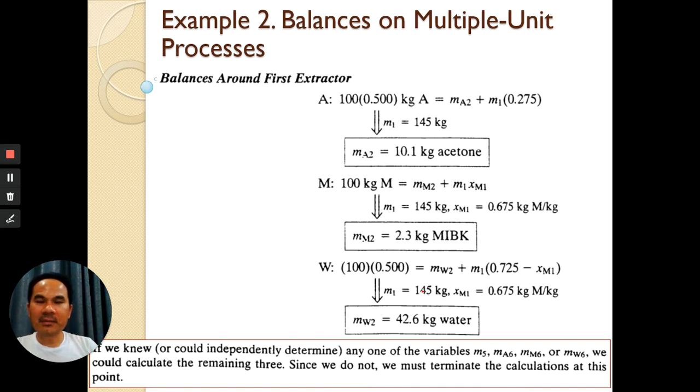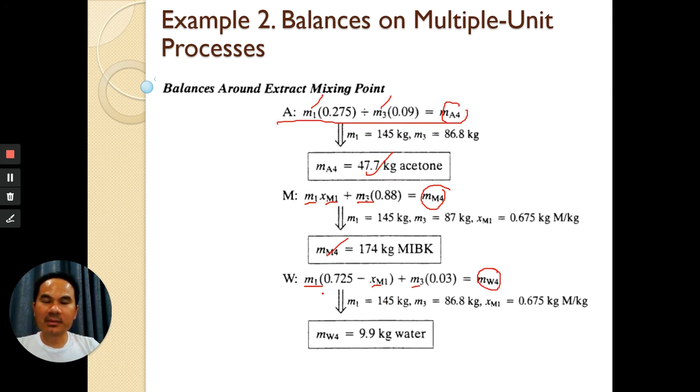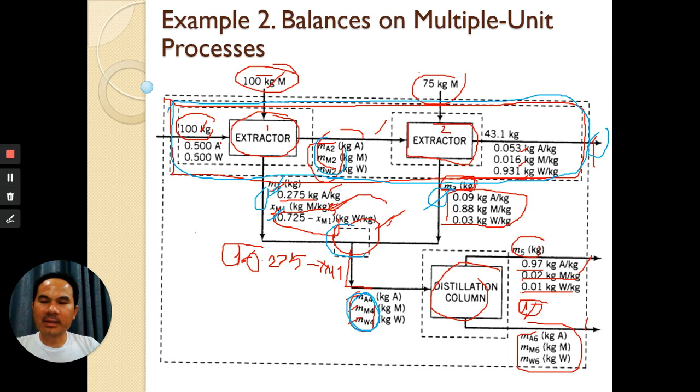And then you balance around the first extractor. You balance on A, M, and W also. Input of A is 0.5 multiplied by 100 equal to MA2 plus 0.275 M1. This is for A. For W, 0.5 multiplied by 100 equal to MW2 plus 0.725 minus XM1, multiplied by M1.